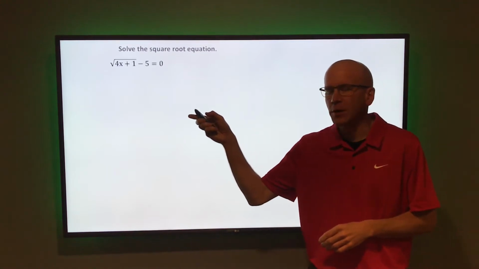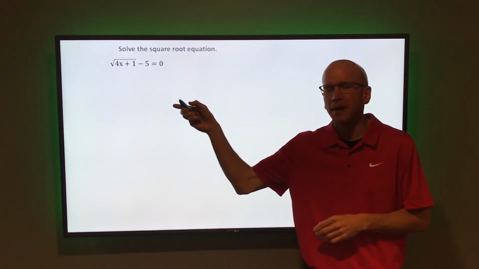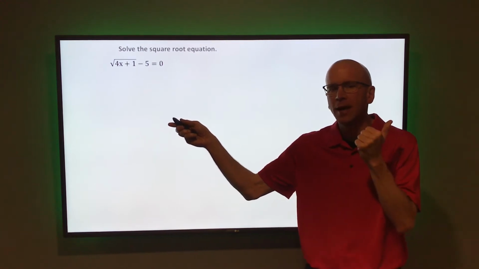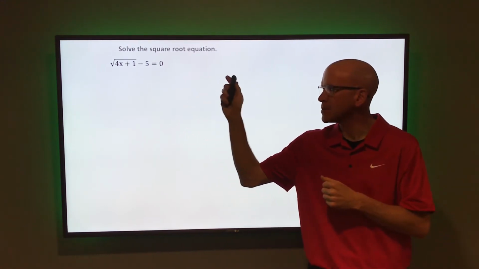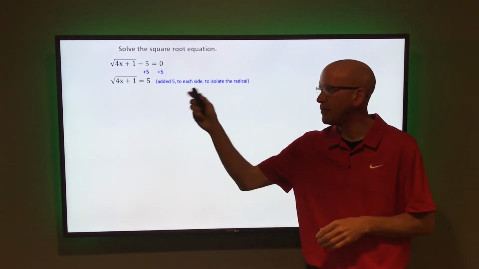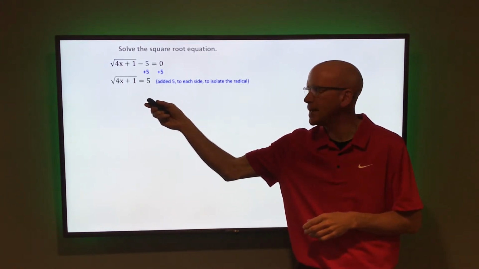We're going to solve this equation for x. The square root of 4x plus 1 minus 5 equals 0. So we want to isolate that radical to one side of the equation and move everything else to the other side. So that negative 5 needs to be moved to the right side by adding 5 to both sides. If you do that, you get the square root of 4x plus 1 equals 5.